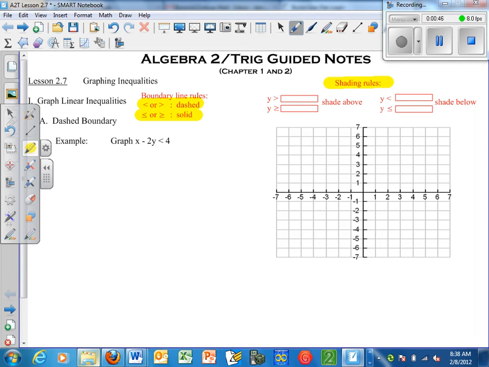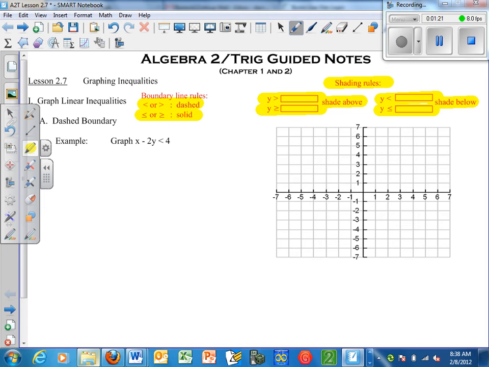I know some teachers, when they teach it, try a test point. I don't usually do that. You need to get things solved for y. If it's y is greater than something in terms of x, whether it's linear or absolute value, in other words, the y side is greater or greater than or equal to, we shade above the boundary. If it's the opposite, if it's less than, so the y is less than the other side, we shade below the boundary. So you need to get those things down, and you need to know those.